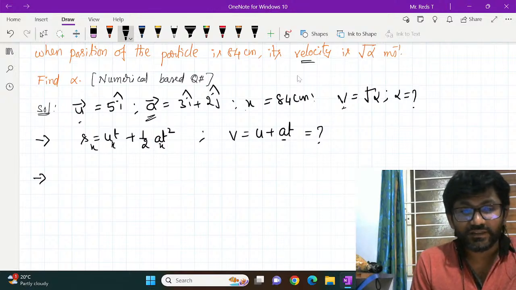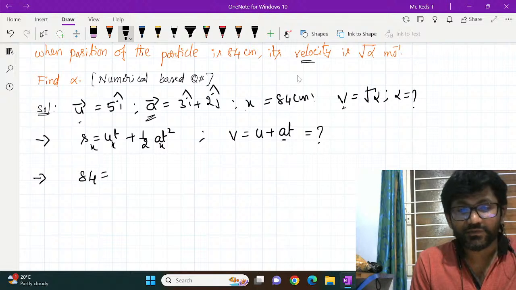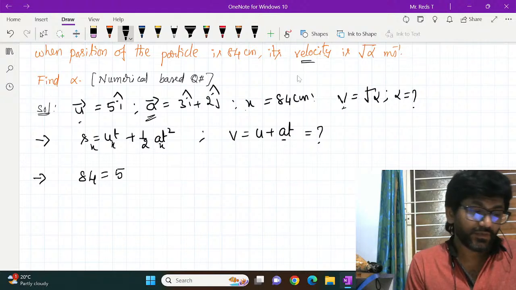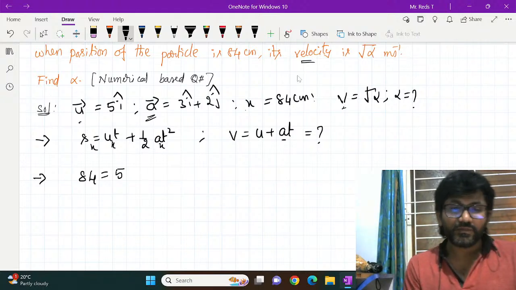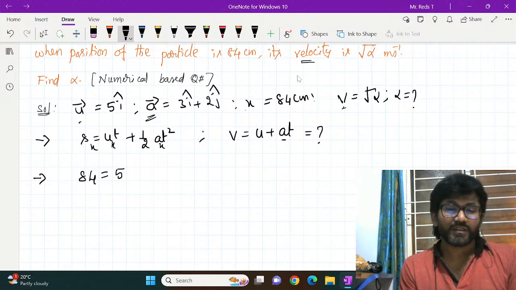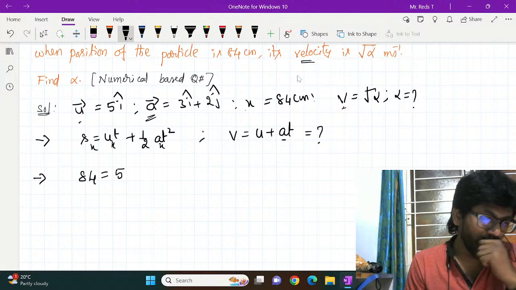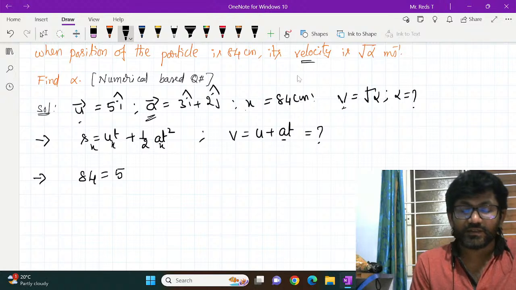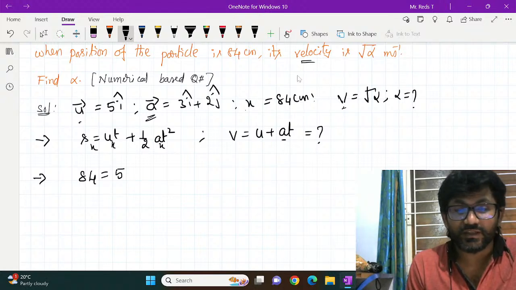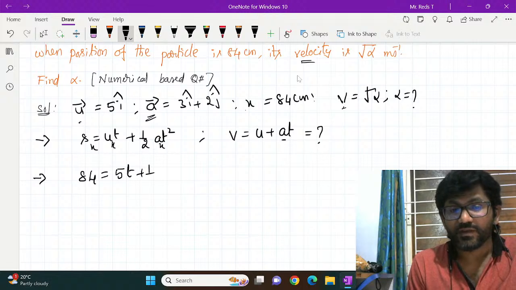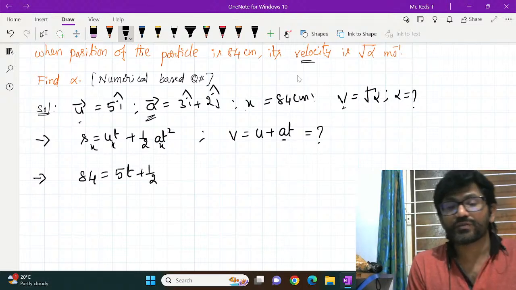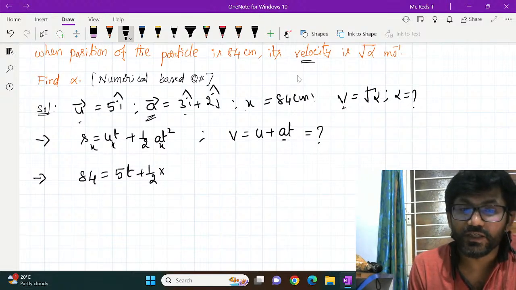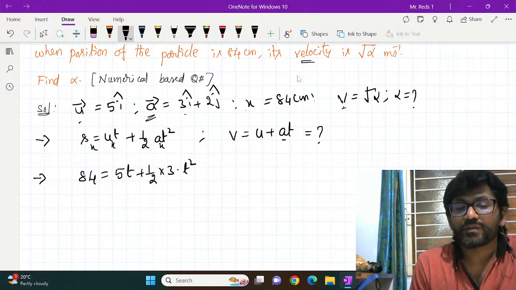So from this, sx is x is 84. Substitute 84 is equal to ux. ux is the initial velocity of projection, 5 i cap. This is displacement, this is velocity, so you have to be a little careful. 5 into t, we are not taking vector form, we are taking component or scalar form, plus half into ax, the x component of acceleration only. It is having both x and y components. The x component is 3 i cap and the y component is 2 j cap. So if you take only the x component, 3 into t square. So 3 by 2 t square.